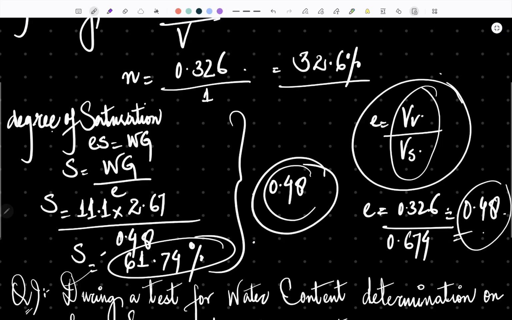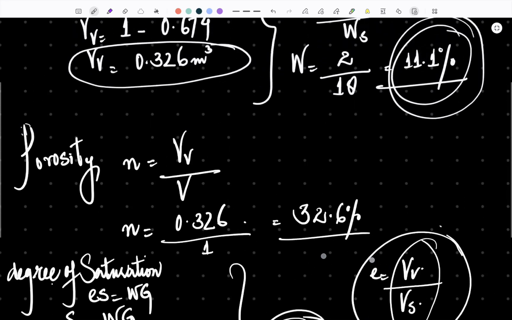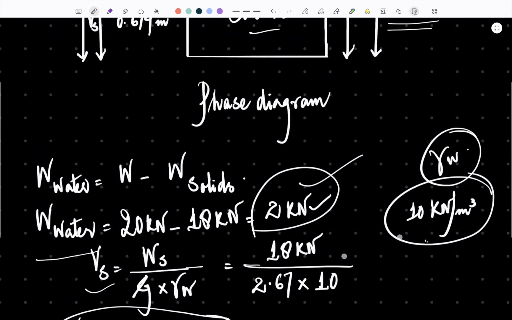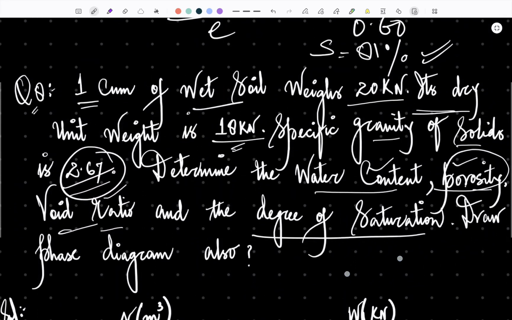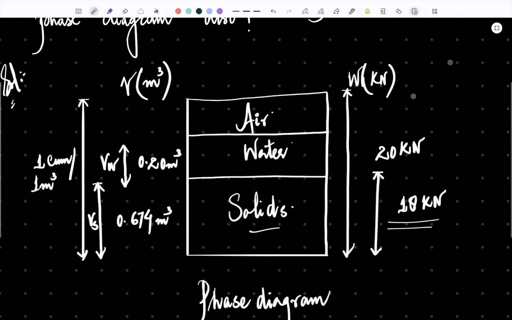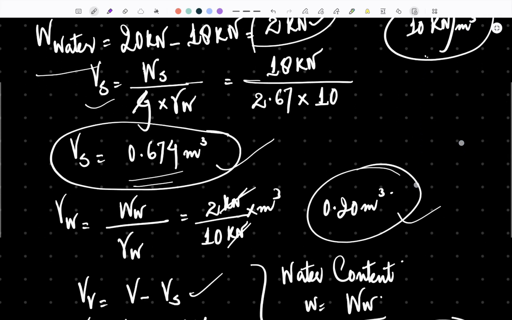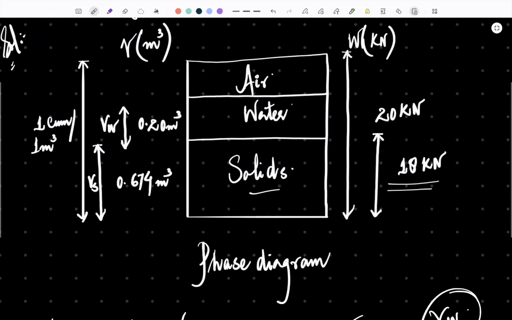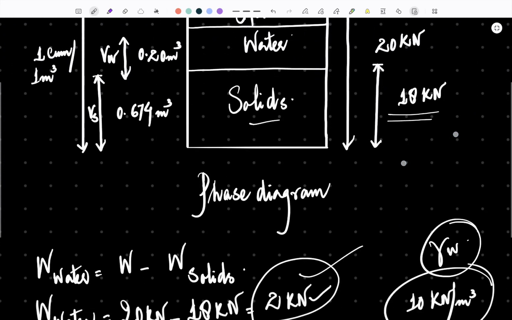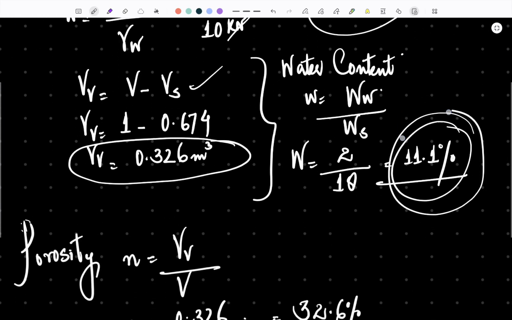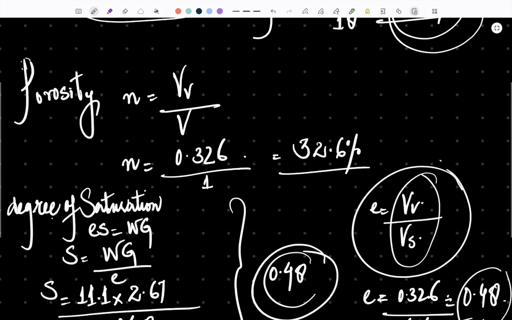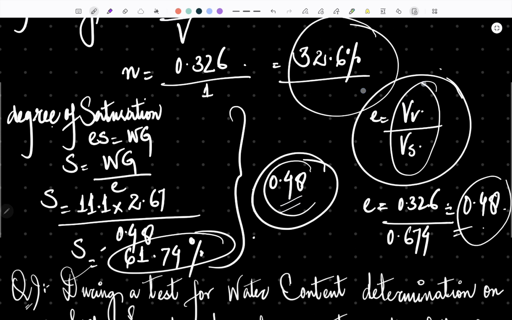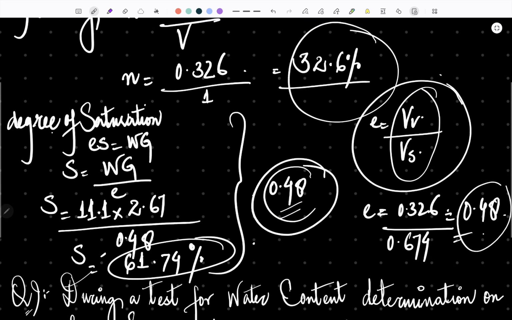All right. So we have completed this question wholly and completely. We have found all the four different parameters that the question demanded us to find. We found the water content, which was 11.1%. Then we found the porosity, which we also report in terms of percentage, and it was equal to 32.6%. Then we found the void ratio 0.48, and after that degree of saturation 61.74%.